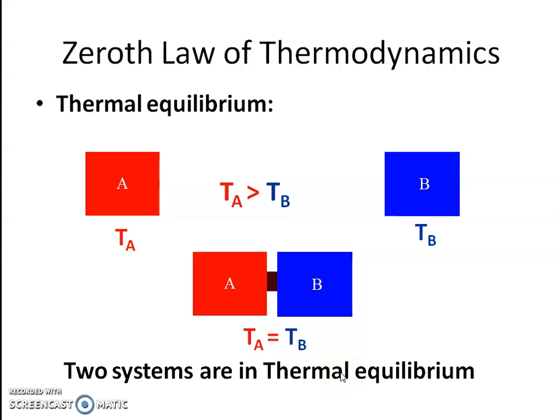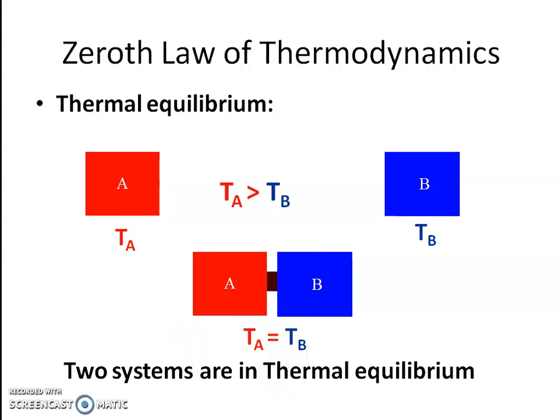So this is what we mean by thermal equilibrium. And you know that the transfer of energy from one system to another due to temperature difference is called heat. So at the time of getting thermal equilibrium, there is a transfer of energy in the form of heat from hot body to cold body, and at the end we get thermal equilibrium. Two systems are in thermal equilibrium.